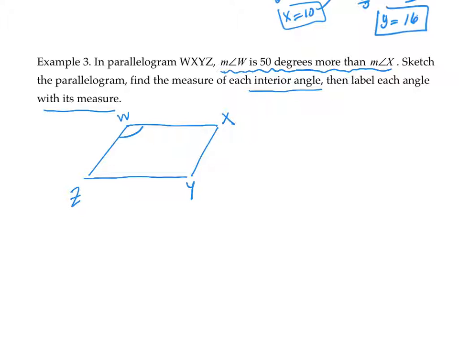So if we just call X A degrees, and we know that if this angle is equal to A degrees, the opposite angle is also equal to A degrees. Now, angle W is 50 degrees more than this angle, so we can say that its measure is A plus 50. And since opposite angles of a parallelogram are congruent, we can also say that this is A plus 50.